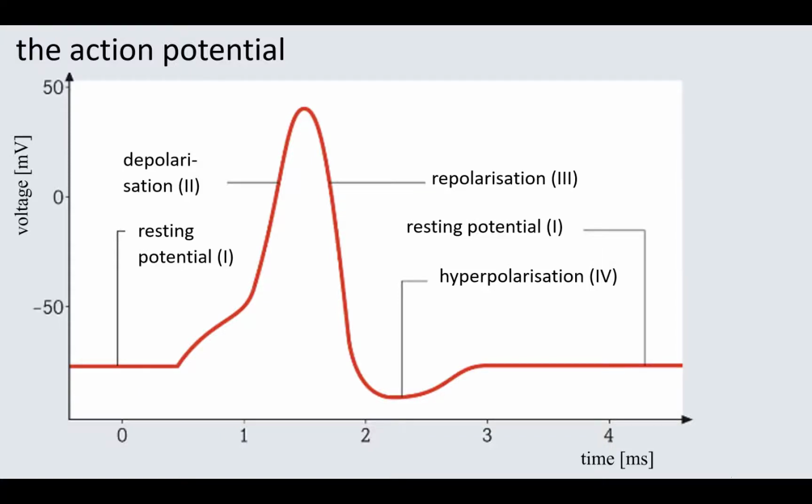Welcome to another neurobiology video. Today I want to focus on how and why the action potential actually travels along the nerve, down along the axon of the nerve cell.